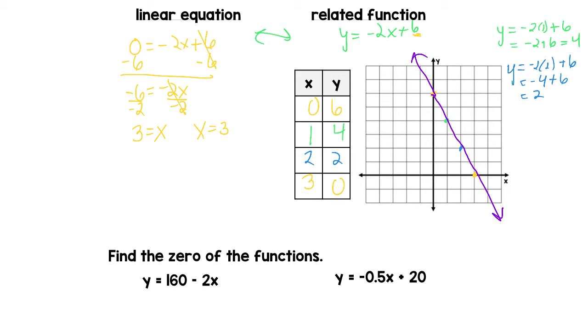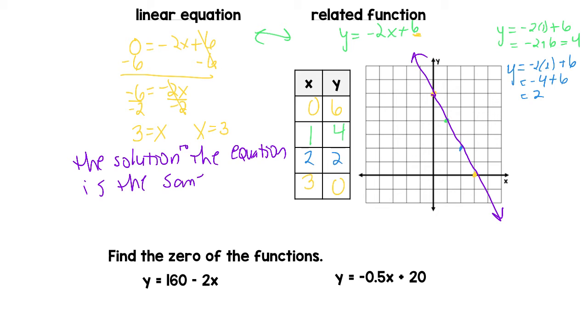And that's where we cross the x-axis, is our solution. So we can say the solution to the equation is the same as the x-intercept of the function. All right, so if you can find the x-intercept, you can find what we're going to call the solution.